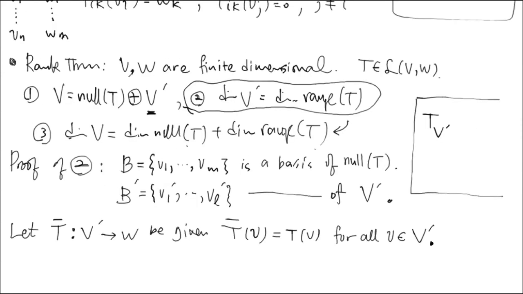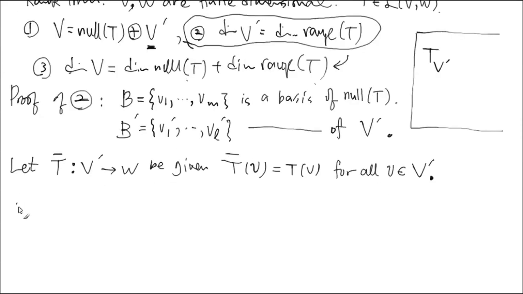And what happens is I'd like to claim that, let me think about it. Let's go for one thing at a time. I'd like to show that this is injective. I think that's a fundamental thing that I have to go for. T bar is injective.